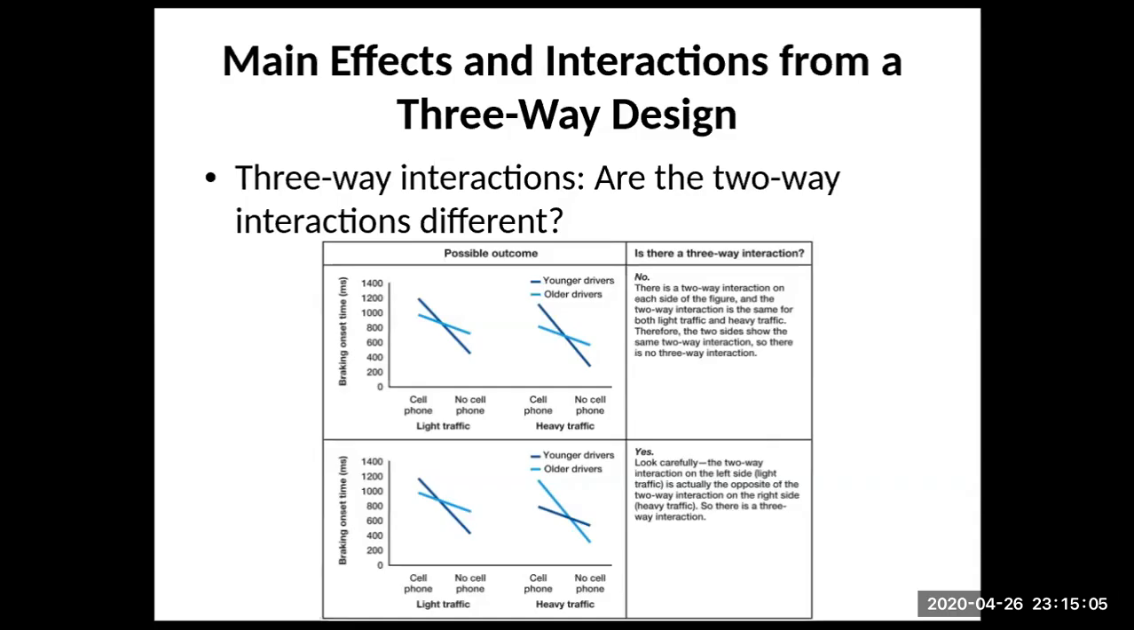So in this case, we would have a three-way interaction. If you look carefully, the two-way interaction on the left side, in light traffic, is actually the opposite of the way the interaction looks in heavy traffic. Therefore, there is a three-way interaction. A lot of times it's just repetition with these, right? So going over these examples again and again is a really good way to understand this.